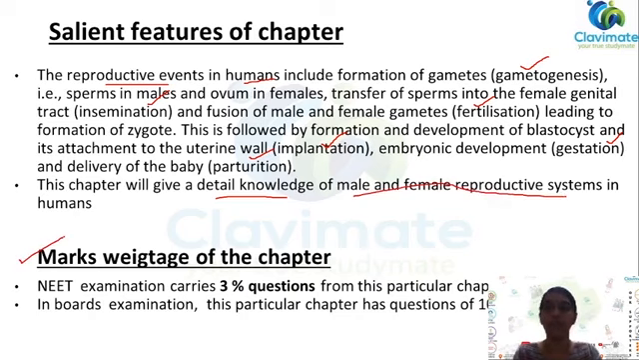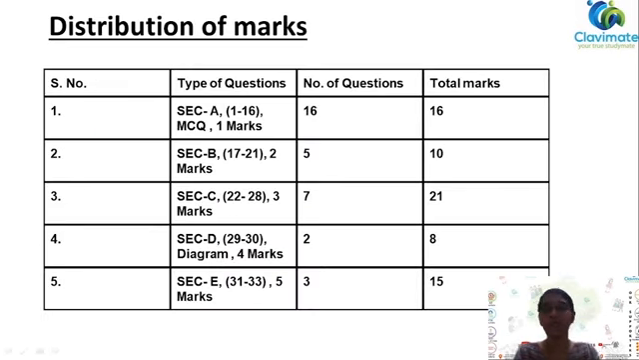Okay, the mark weightage. NEET carries 3% questions from this particular chapter, and in the board examination it has 10 to 16 marks. So these are the mark distribution. It has 5 sections: 1 mark, 2 mark, 3 mark, 4 mark and then 5 marks.